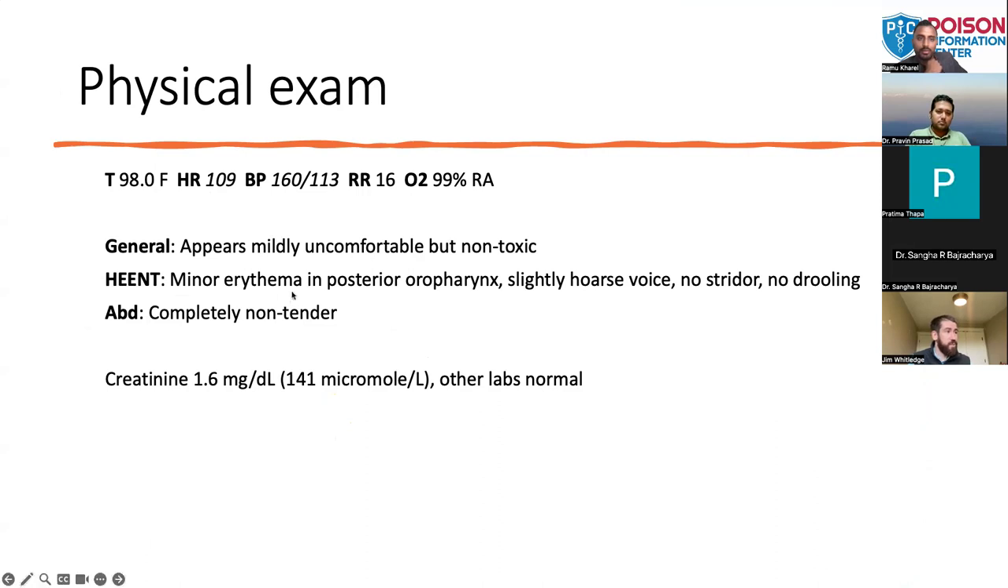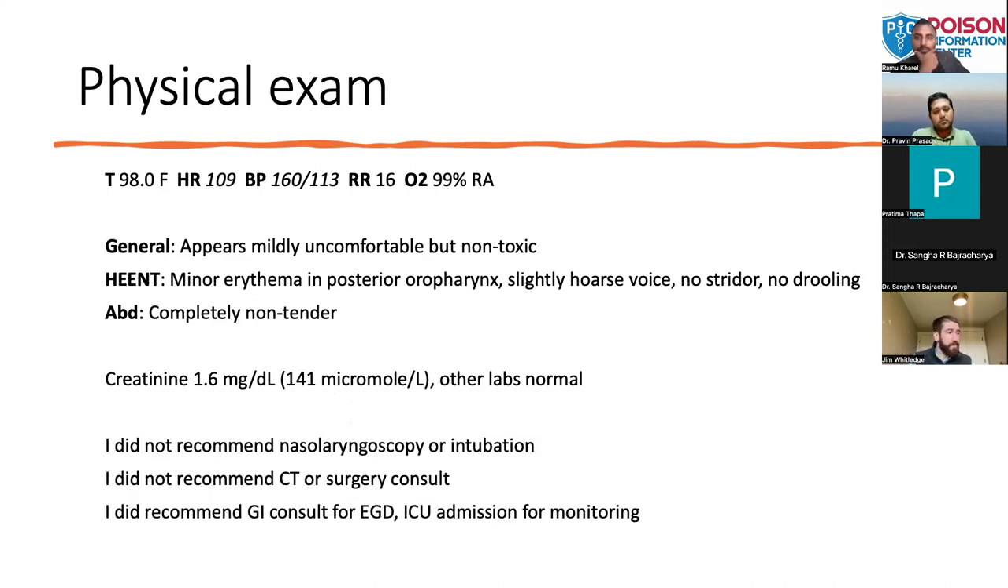When we looked in the back of his throat, he had a little bit of erythema, and his voice was a tiny bit hoarse, but he was able to speak to me in full sentences. He didn't have any stridor, he didn't have any drooling. So I was not concerned for impending airway obstruction or compromise. His creatinine was mildly elevated, 1.6 mg per deciliter, or, hopefully I did the conversion right, 141 micromoles per liter. And his other labs were normal.